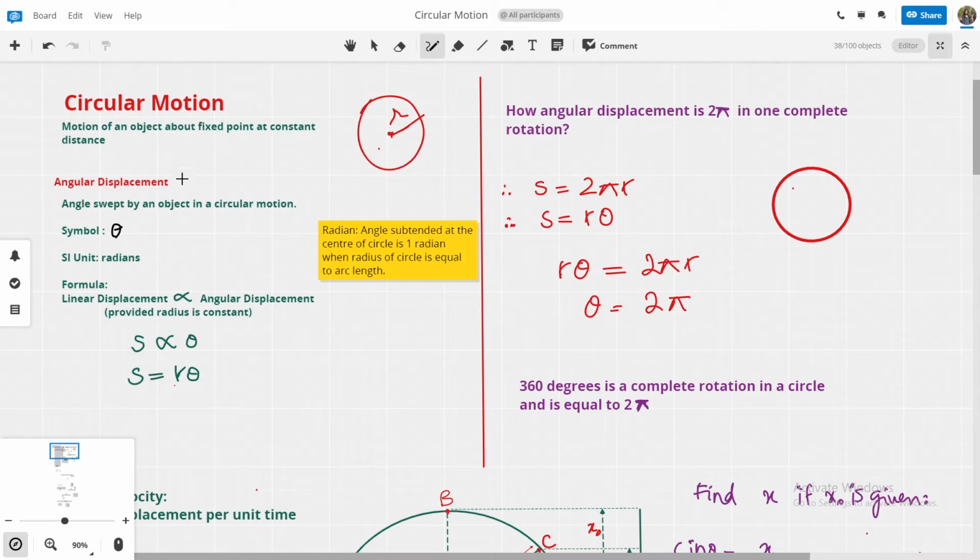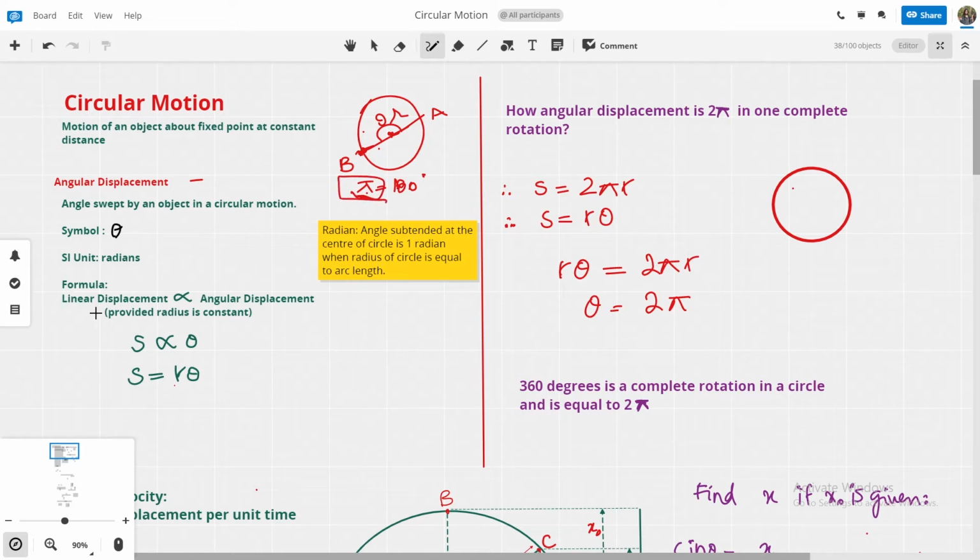What is an angular displacement? Angle swept by an object in a circular motion. For example, if I say that a body moved from A to B and now is here, so it moved some angle on the center. So this angle is called the angular displacement, and in this case it's clear that it's pi, which is 180 degrees, right? So the symbol for angular displacement is theta, and the SI units are radians. It means that we write it as pi.